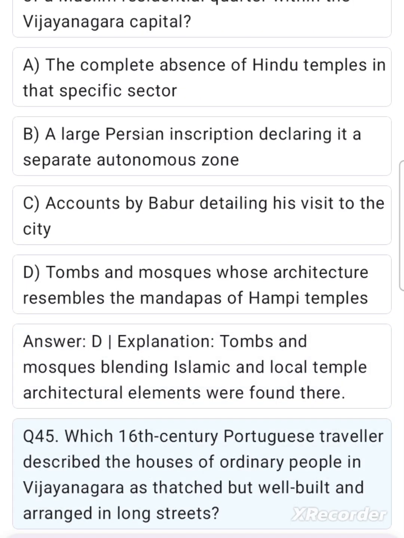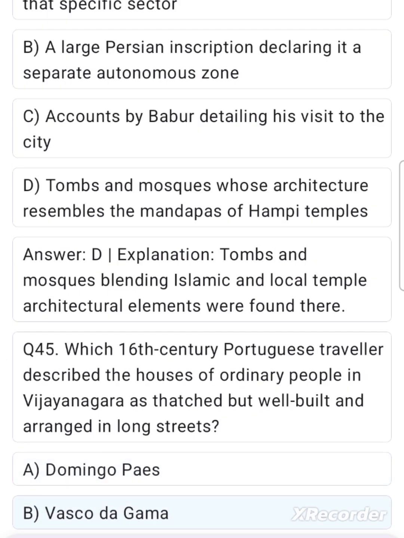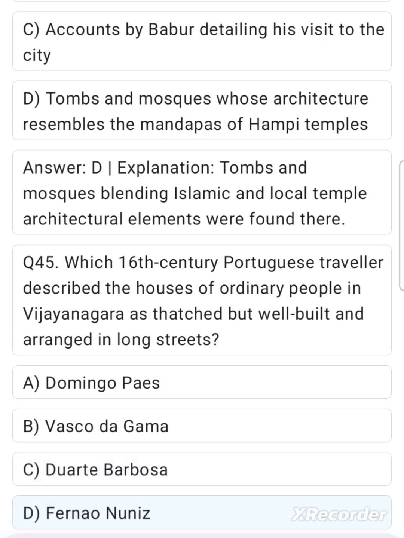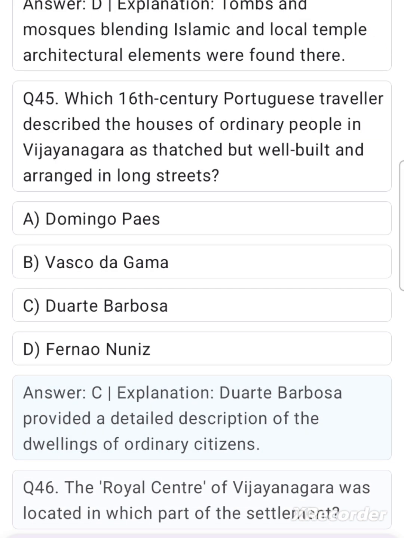Q45. Which 16th century Portuguese traveler described the houses of ordinary people in Vijayanagara as thatched but well built and arranged in long streets? A. Domingo Paes. B. Vasco da Gama. C. Duarte Barbosa. D. Fernão Nunes. Answer: C. Explanation: Duarte Barbosa provided a detailed description of the dwellings of ordinary citizens.